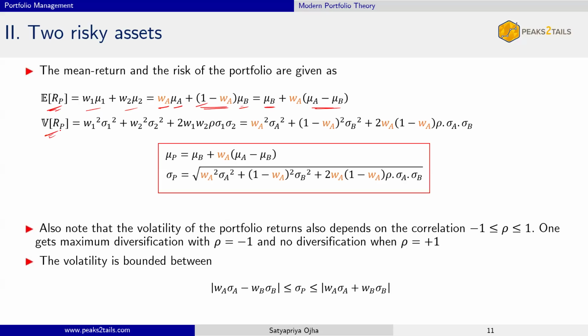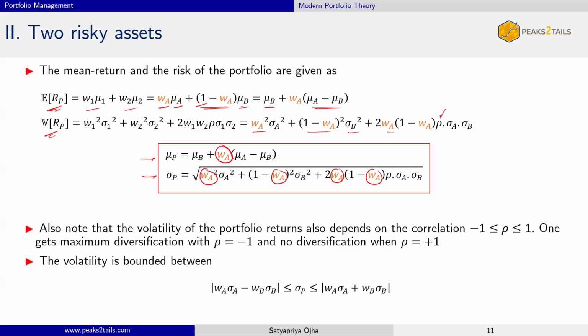Coming to the risk side, for the variance of the portfolio you have the full-fledged variance equation. There is no simplification because everything has variance, so we cannot do anything. You just keep it as is. And there is a correlation also, rho, that will come into the picture. So these are my final formulas for portfolio mean return and portfolio volatility. Both are parameterized by a single parameter WA, which I can tune.